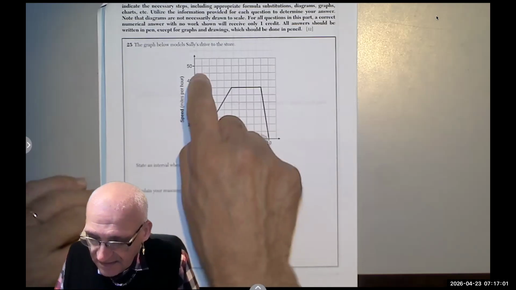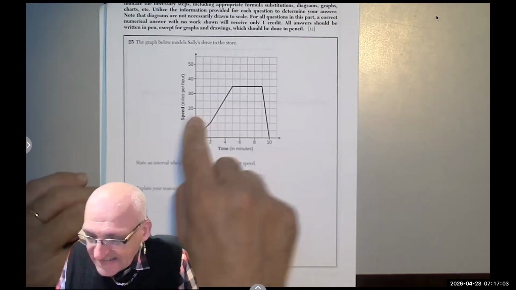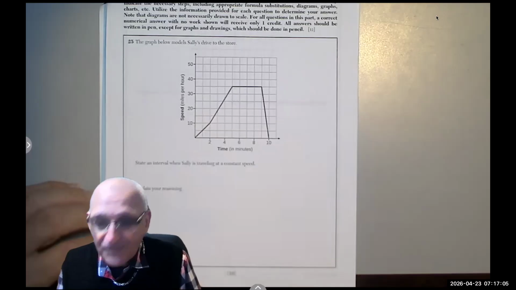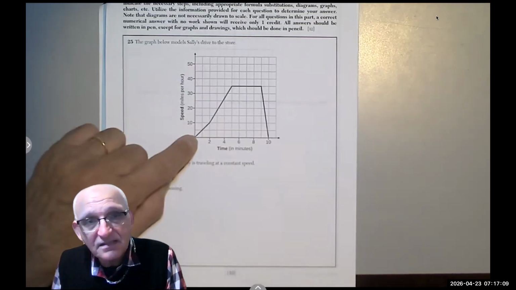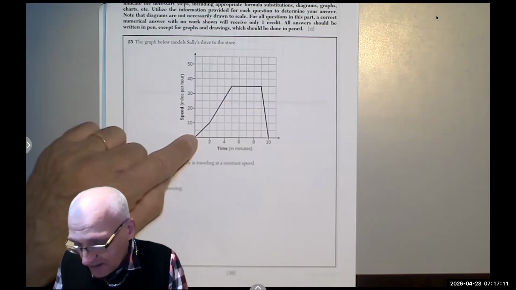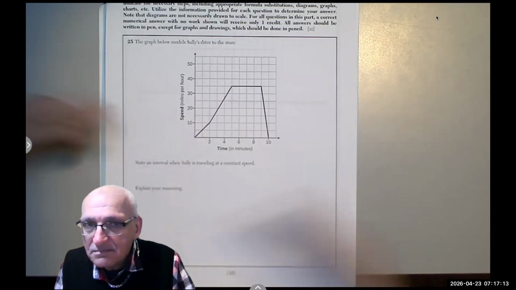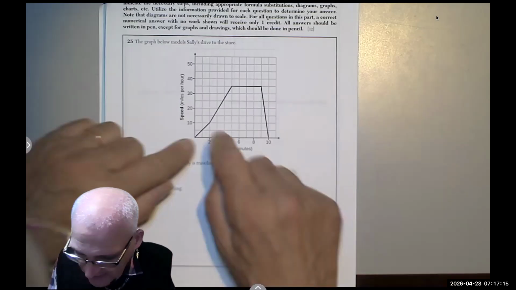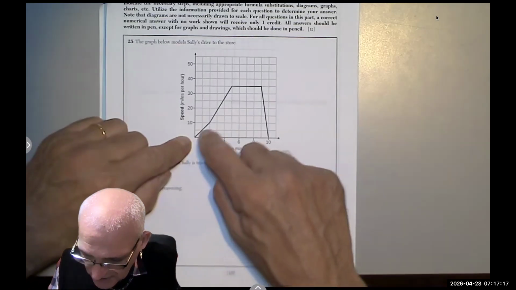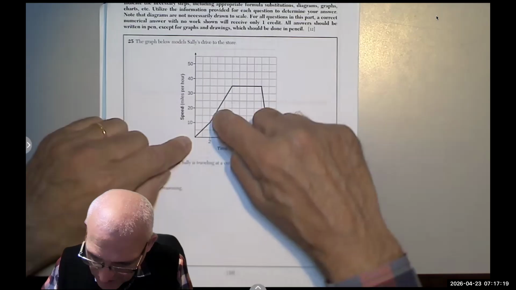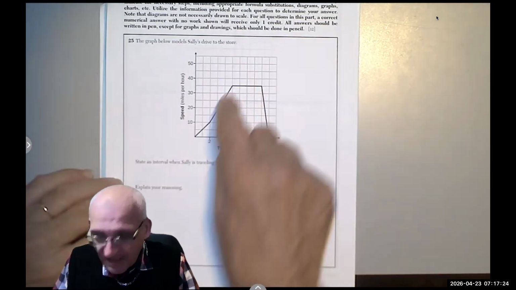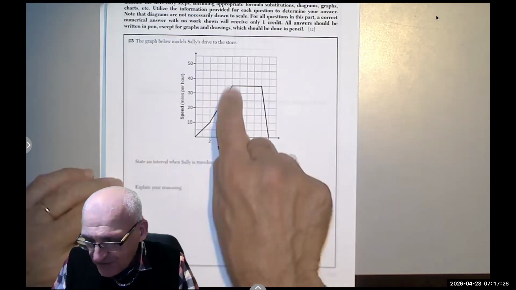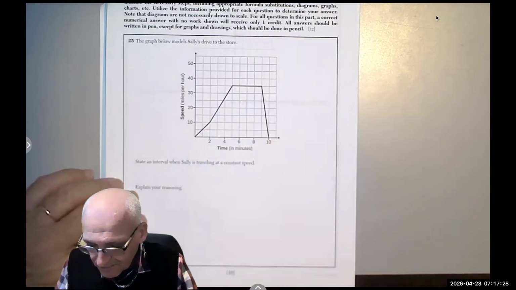It says the graph below models Sally's drive to the store. So they show you the time and the speed. So of course, Sally started driving at 0 miles per hour, started to increase, and then increased at a higher rate because the slope here is higher than that. And then do you see what happened here?